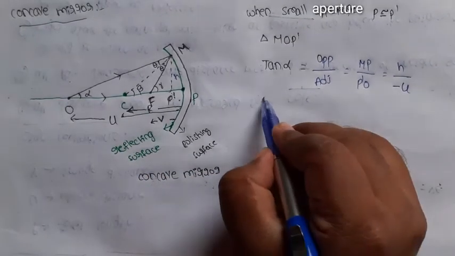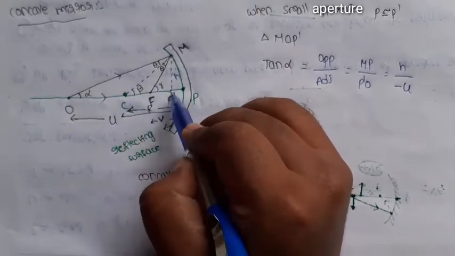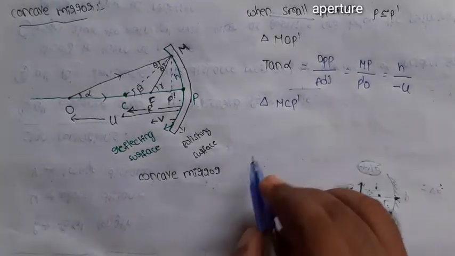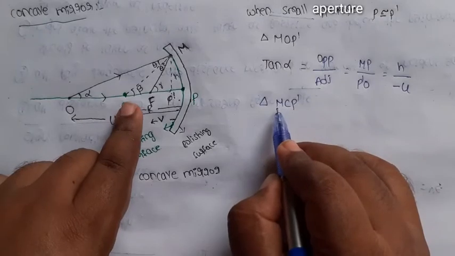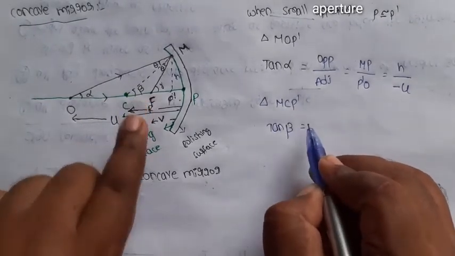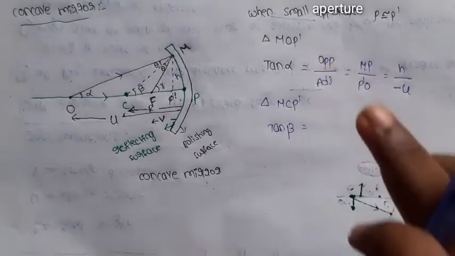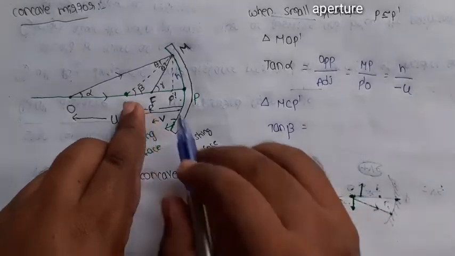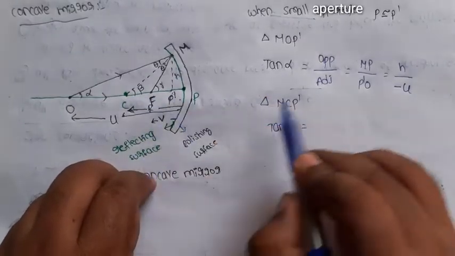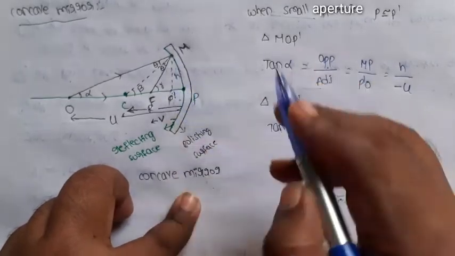Next I am taking the triangle MC P dash. This is our triangle. In this triangle, what is the angle here? Tan beta. Apply the formula: tan theta equals opposite by adjacent side. So in triangle MCP dash, where is the opposite side? This is the opposite side, MP dash.